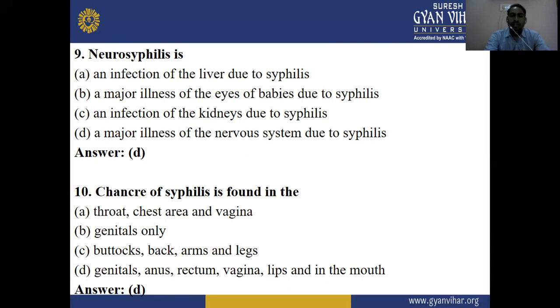Next question. Chancre of syphilis is found in: option A, throat, chest area and vagina; option B, genital only; option C, buttocks, back, arms and legs; option D, genital, anus, rectum, vagina, lips and in the mouth. The right answer is D.